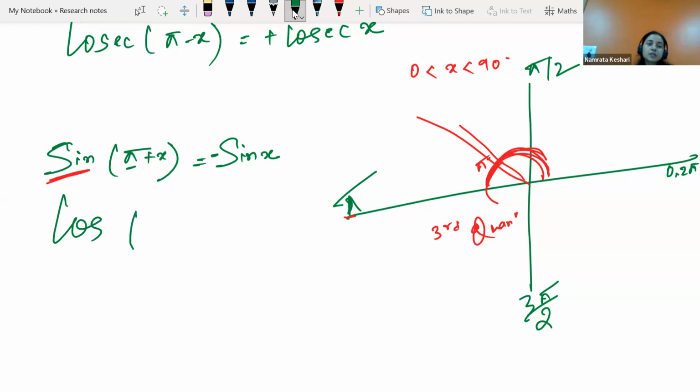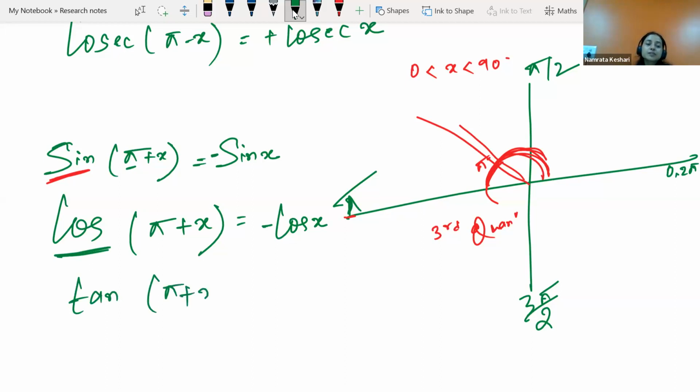Similarly, cos pi plus x. Pi plus something, the function will not change. Now the question is, pi plus x is lying in which quadrant? Third quadrant. In the third quadrant, is the cosine function positive or negative? Negative. Right? Tan pi plus x, the function will not change. Now the question is, is it positive or negative? Positive. Perfect.